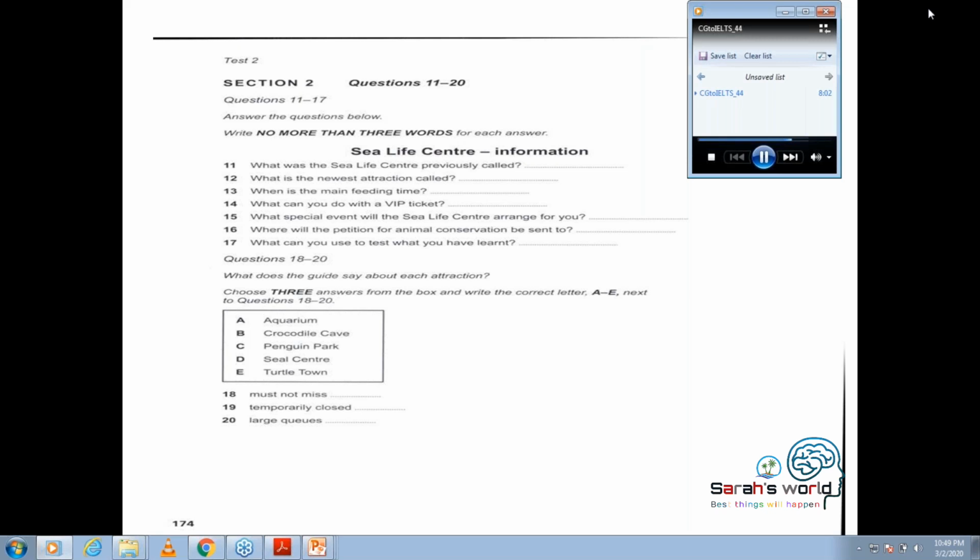So, before I leave you all to start your tour, I've just got a few tips. There are a large number of attractions, and you may not have time to see them all. Of course, there are the old favourites like the aquarium and the crocodile cave, but if you don't have time to see everything, make sure you visit Turtle Town, which is beyond the aquarium and the seal centre.